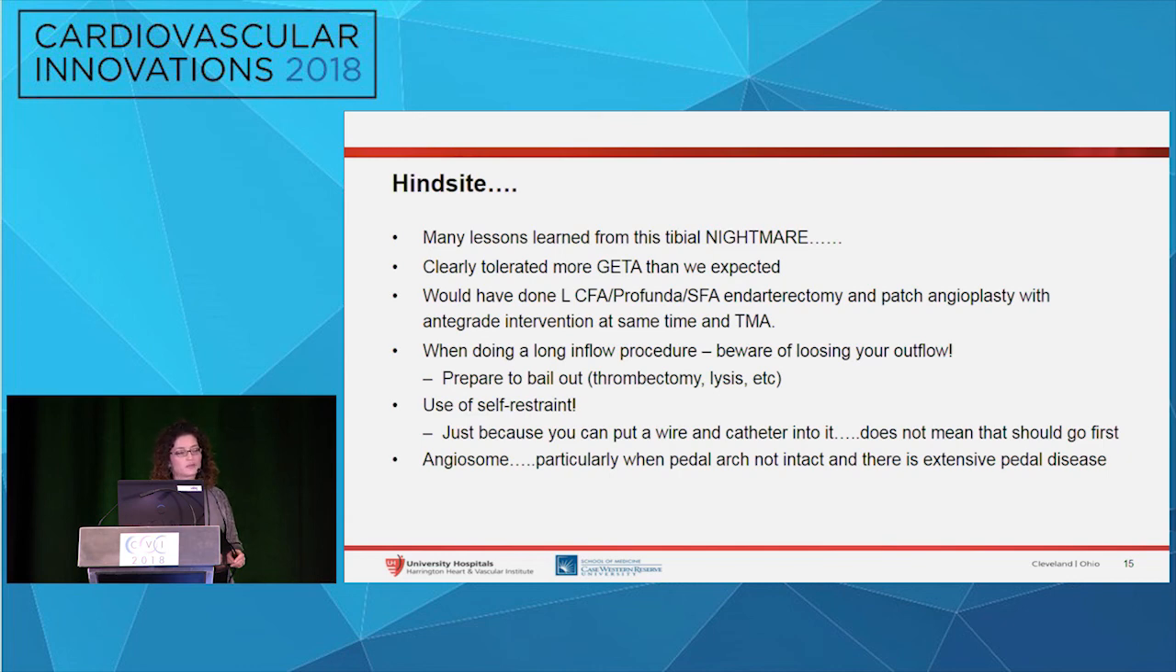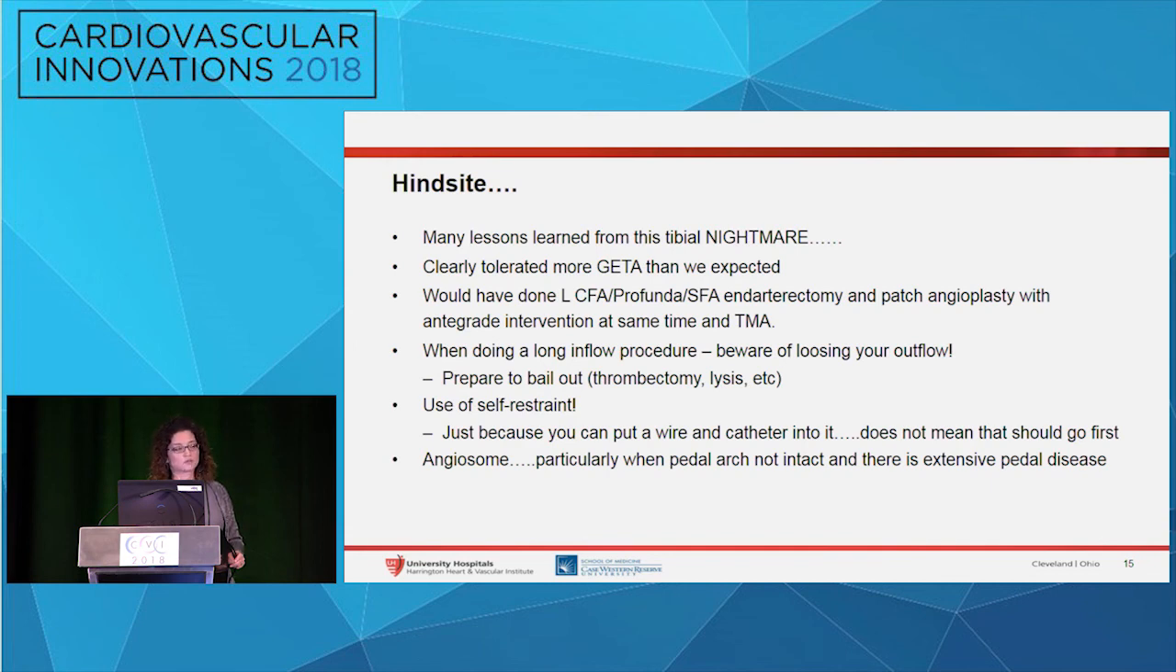She was actually able to tolerate more general anesthetic than I gave her credit for, than any of us gave her credit for, but I think that's hindsight. You can't predict that ahead of time. And I think I would have done things a little differently if I had known that, and I would have done this with a hybrid approach where I approach it through the groin and then in an antegrade fashion revascularized her SFA, maybe had spent less time, maybe not lost my outflow, and at the same time do a TMA.